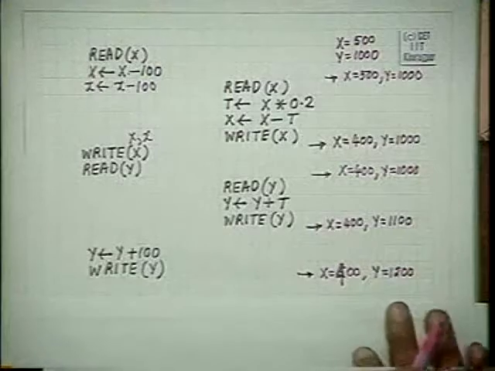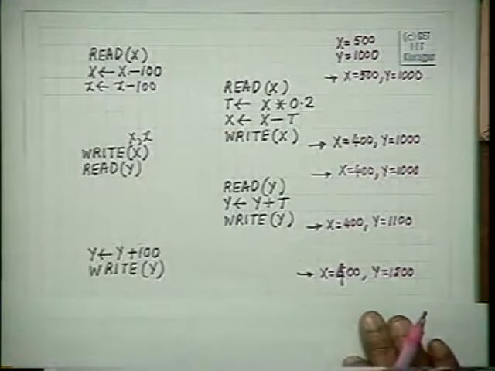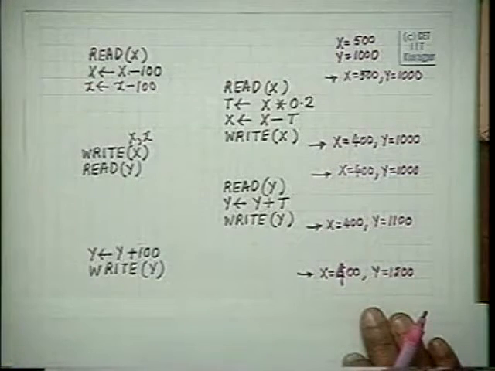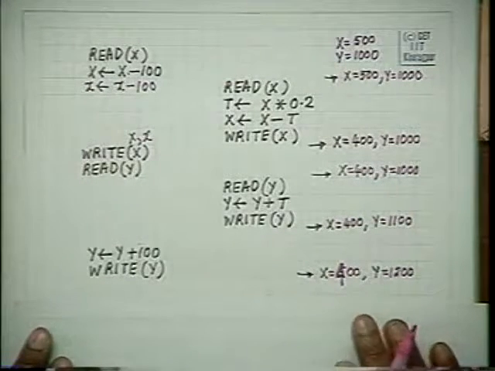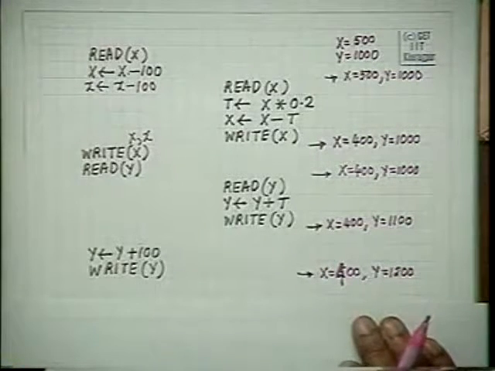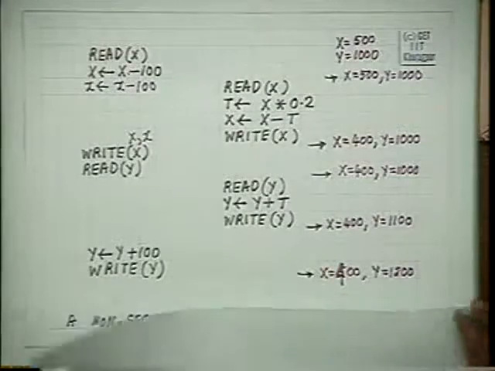Now once this happens, this is a schedule which is incorrect. This schedule is not correct. So this schedule is not a serializable schedule. Firstly, it is not equivalent to any serializable schedule, nor is it consistent with anything. Let us see another example.